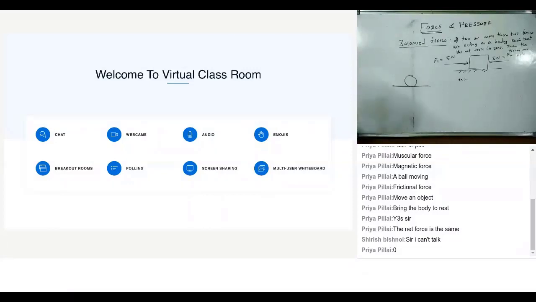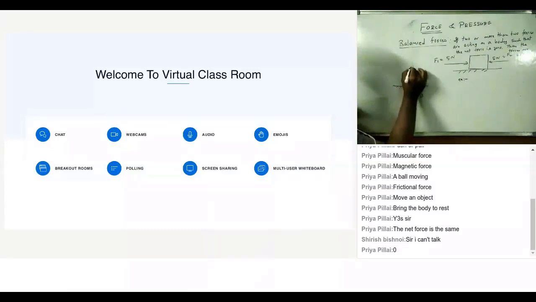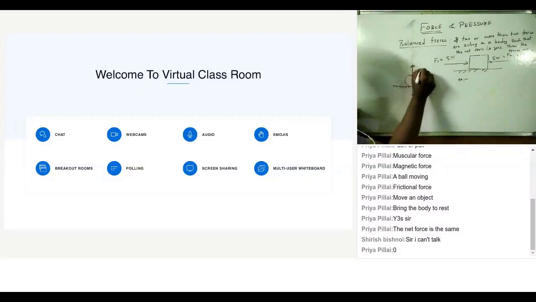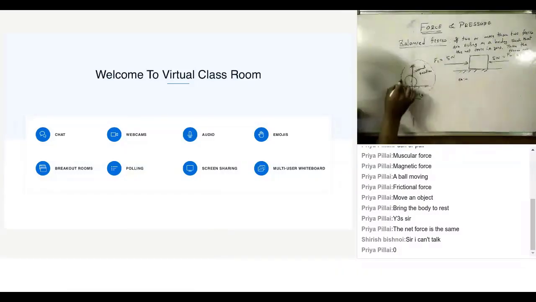So I can say gravitational force is acting like this. We don't have a resultant force. When there is gravitational force acting on the ball, the table is also pushing it upwards. This is the gravitational force, and there is a force pushing the ball upwards. We call it the normal reaction. These two forces are equal to each other, so normal reaction and gravitational force together form balanced forces.